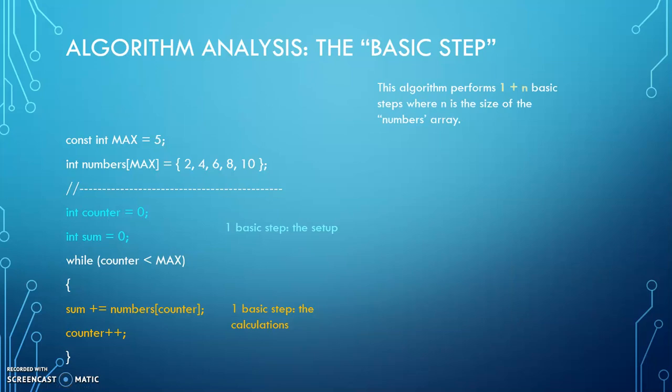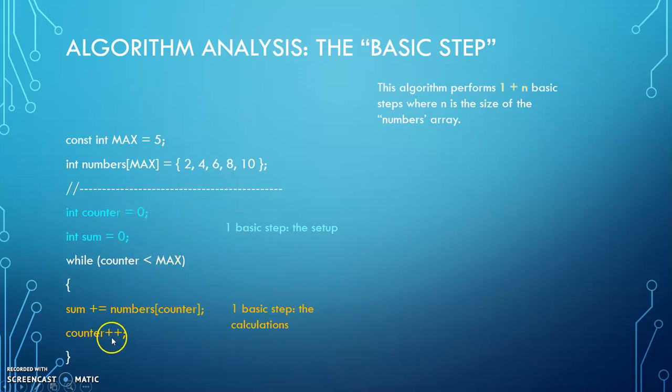So we would say, if I want to express this algorithm mathematically, I would say this algorithm performs 1 plus n basic steps, where n is the size of the numbers array. That makes sense. This is one step. It's just going to go once. So we have the 1 plus. This 1 refers to this basic step that we talked about.